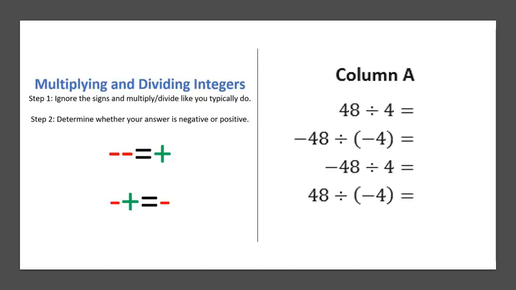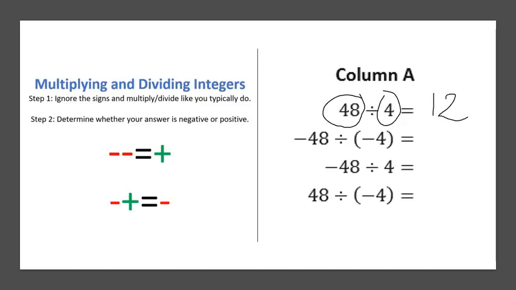So I'm going to go through the steps like I typically do. Step 1, ignore the signs of multiply and divide. 48 divided by 4. This is where skip counting is important, because if you don't know how to do 48 divided by 4, you can at least skip count to get to your answer. 4, 8, 12, 16, 20, 24, 28, 32, 36, 40, 44, 48. I know 48 divided by 4 is going to give me 12.